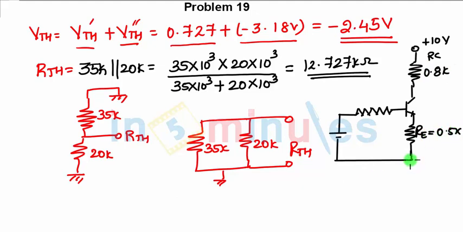Now instead of the two resistances and two voltage sources, we have found a single voltage source VTH. How much is the value of VTH? Minus 2.45 volts. RTH we have found as 12.727 K, and this voltage is minus. This is how we have reduced the given circuit diagram into a single voltage source in series with a single resistance.